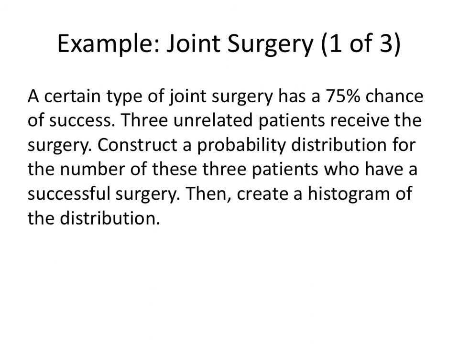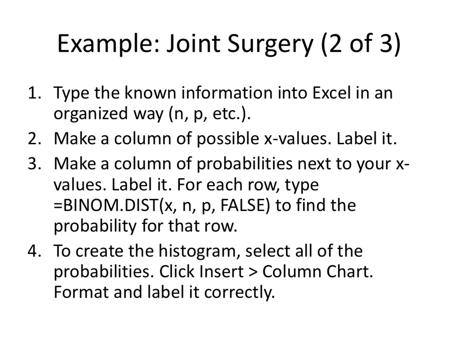Here we have an example on joint surgery. I'm going to talk through it here, and then I'm also going to have an Excel video for you on how to find these binomial probabilities. So we have a certain type of joint surgery that has a 75% chance of success. 3 unrelated patients receive the surgery. Construct a probability distribution for the number of these 3 patients who have a successful surgery, then create a histogram for the distribution. So to do this in Excel, you will type the known information into Excel in an organized way. So what is your N, your P, whatever else you may need.